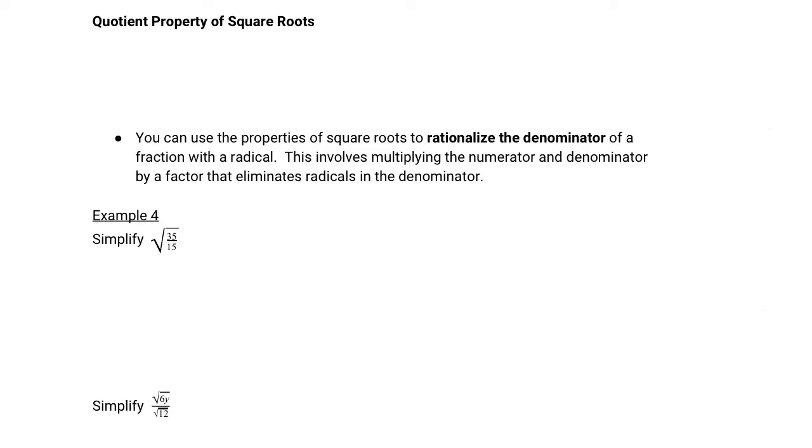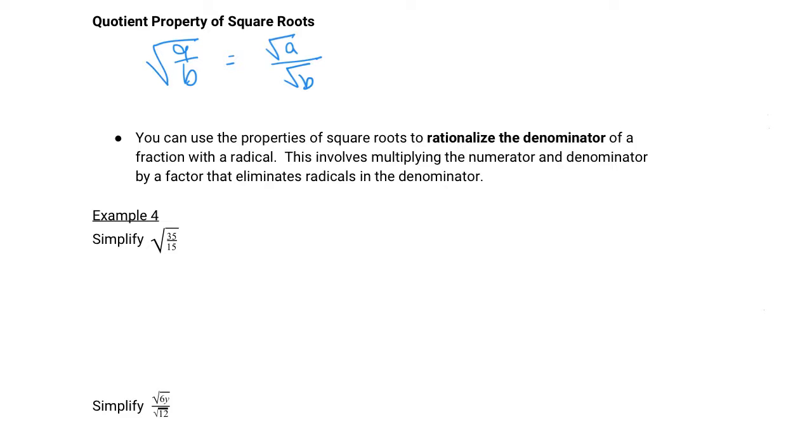Okay, quotient property of square roots. That says that if I have a square root of a number over another number, I can split that up into the square root of one of those over the square root of the other one. And just like with the product property, the opposite is also the same. If you have 2 square roots, 2 radicals in a fraction, and you could simplify this fraction, you could put it into 1 single fraction like this and simplify. All right, this says you can use the properties of square roots to rationalize the denominator.